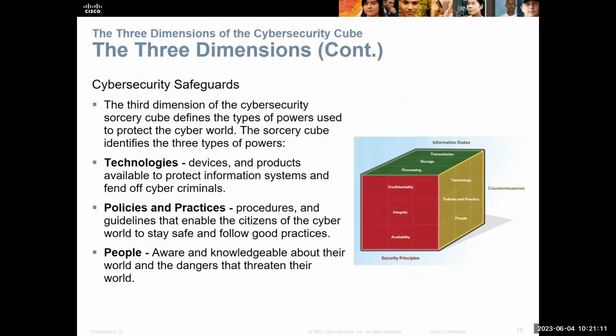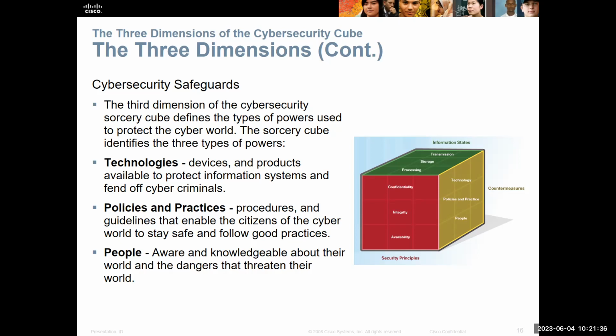So now we talk about first and second dimensions. Now the third dimension of the cybersecurity cube defines the types of powers used to protect the cyber world. The cube identifies three types of powers, okay? The technologies, policies and practices, and people. Of course, just the way we know the CIA triad.